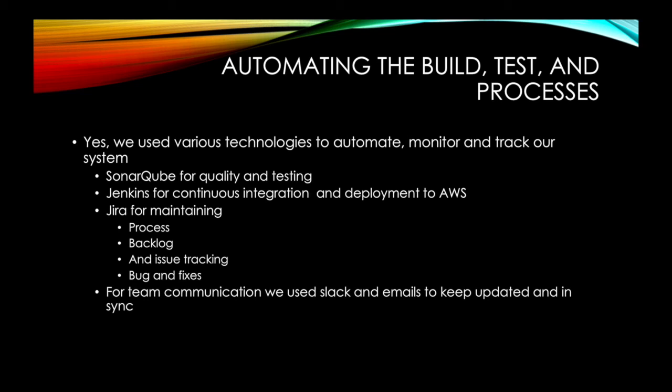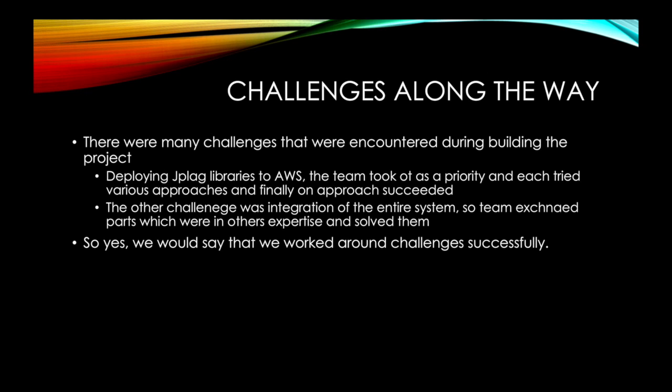For automation, building, testing, and processes, we used various technologies. For example, we used Jenkins for continuous integration and deployment to AWS, and the integration only passed when the quality and testing gates of SonarQube passed. Then only our code was merged into the main code base in master on GitHub, and then it was deployed to AWS. We used Jira for maintaining issues and bug tracking and fixing. We also used Slack and emails for communication.